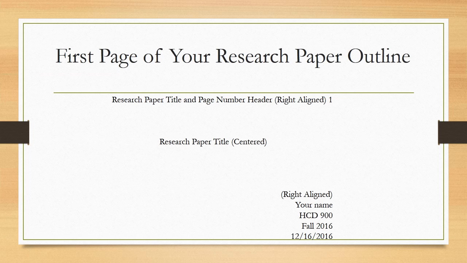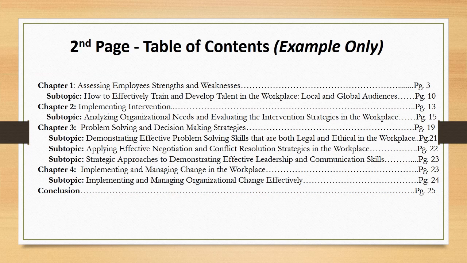The example is shown here, and there's also an example in the Canvas course. The second page of your research paper should be your table of contents, which must include the chapter titles similar to what you see here on the screen. The chapter titles must also have page numbers, as well as the subtopics and the page numbers that are associated with those subtopics. Remember, there are 6 subtopics provided to you that must be included in your research paper, no matter what topic that you choose.